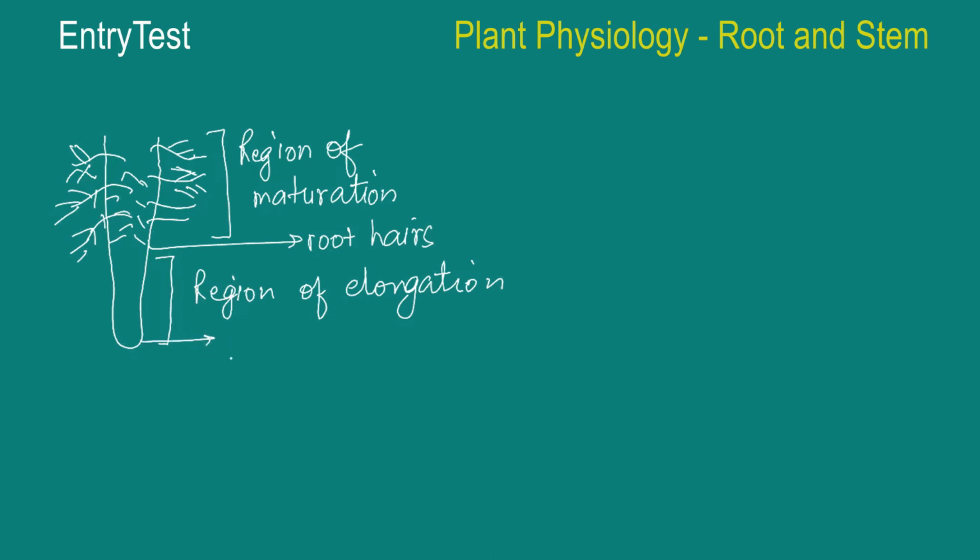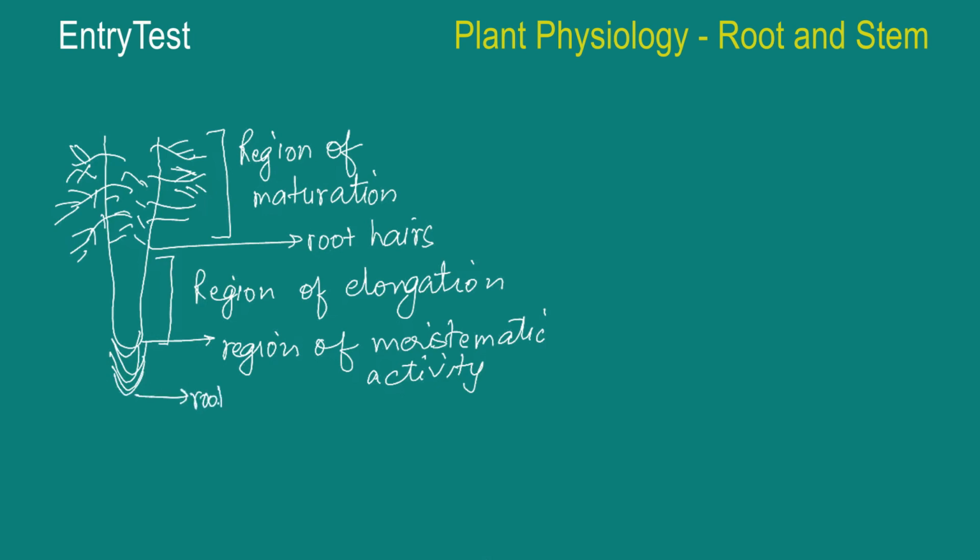Now over here at the end, you have a region of meristematic activity. This is the area that grows further, and as it grows further, there's an extra cover that comes over it that is known as the root cap. So basically you can say that the root is covered at the apex by a structure called the root cap that also protects the tender root as it makes way through the soil. So this part is protected by this root cap. A few millimeters above you have the region of meristematic activity.